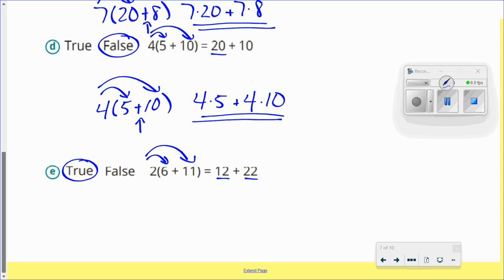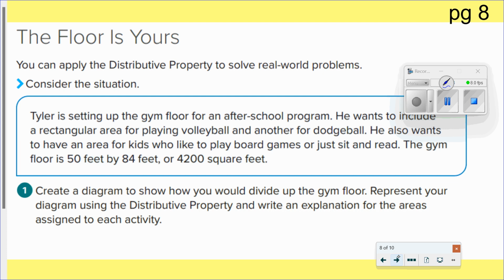Technically it's true because what they wrote was true. It would be 12 plus 22. But the way they wrote it, the format isn't really what we should have seen. Okay, let's go to page 8.